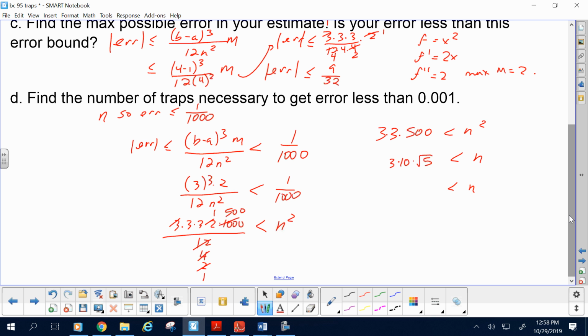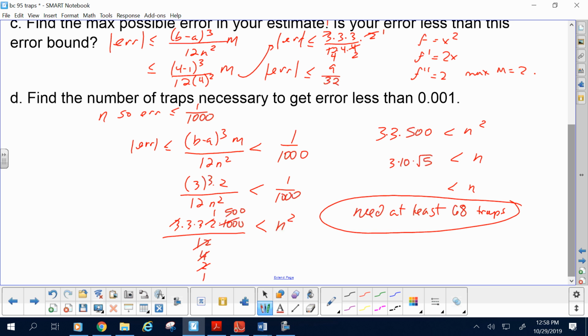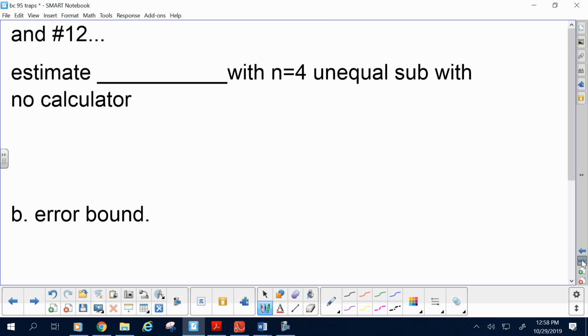Yeah, that's just an upside down view. Just like all the time. So what did you say? You need at least? What did you say, people? 67. That's 68. You would need at least 68 trapezoids, always round up, even if you have the smallest decimal. Alright? Okay.